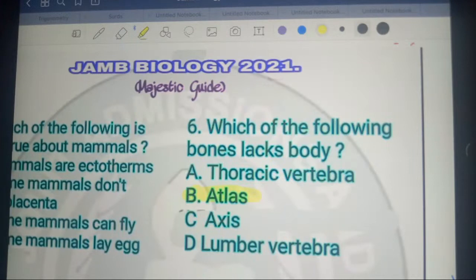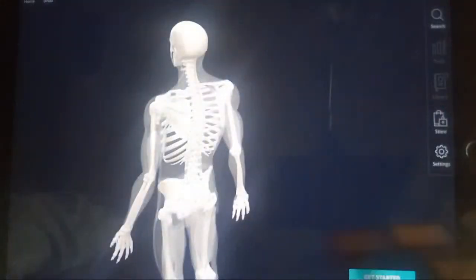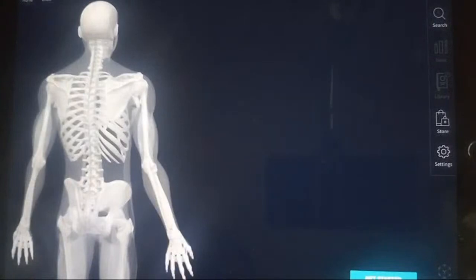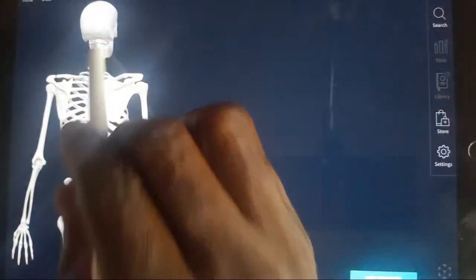Then I'll show you something here so that you understand what we mean by atlas. I'll use 3D anatomy to illustrate what I've just said. Okay, in this 3D anatomy, I'm going to isolate the atlas. All the connective tissues removed. That's an atlas. I have to isolate it. So this is a typical atlas.